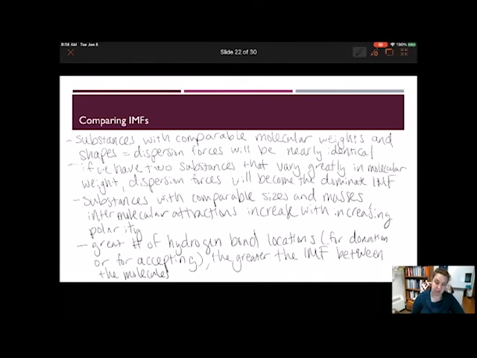One more note about hydrogen bonding. This one up here is not always true for substances with hydrogen bonding. If we have something that has hydrogen bonding, it almost always is going to outweigh everything else as the dominant intermolecular force. Okay.